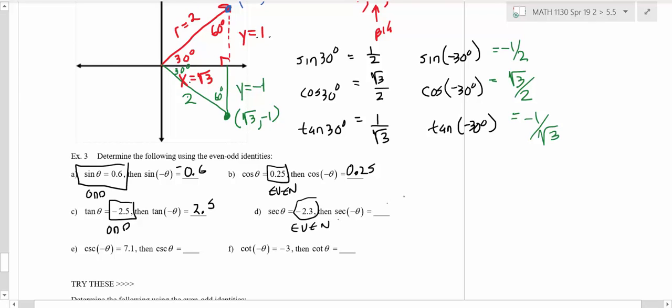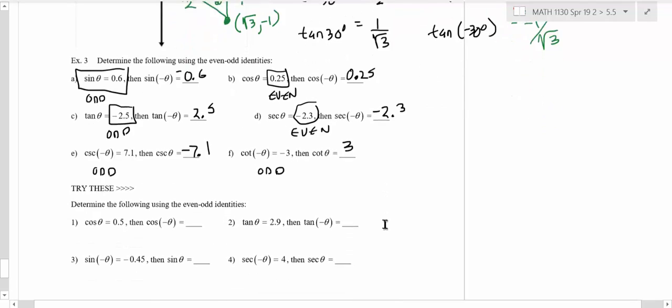So once you know which functions are even and which ones are odd, then it's easy. And then the last two go like this. The cosecant is an odd function, so that means the answer would be -7.1. The cotangent's also an odd function, so the answer would be the opposite, or just 3. Real simple. You'd probably do something like that on tests. That's an easy, quick thing to check students on, a quick way to see if you know the difference between the two.